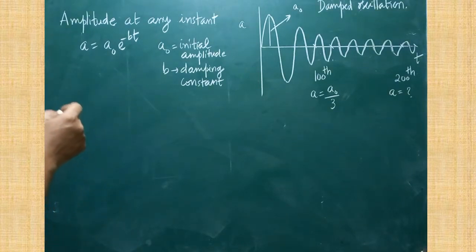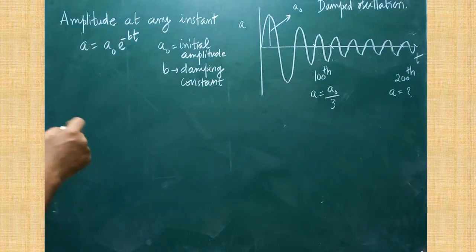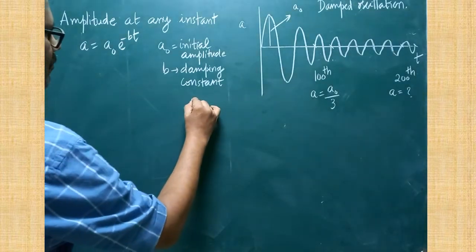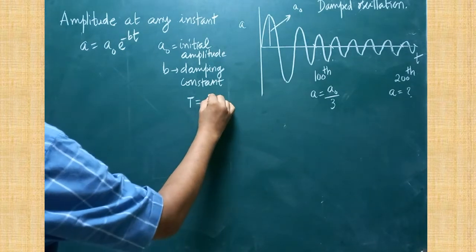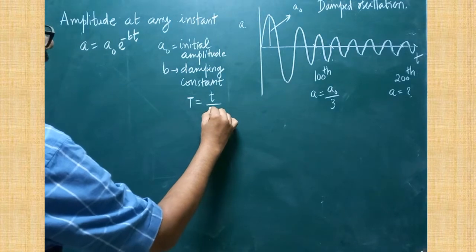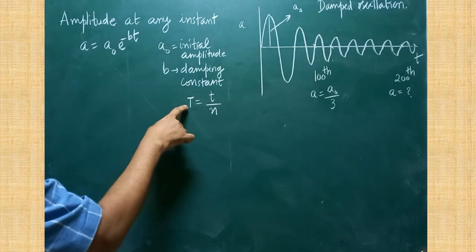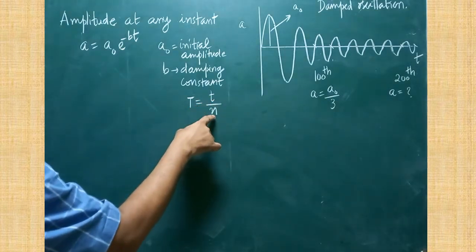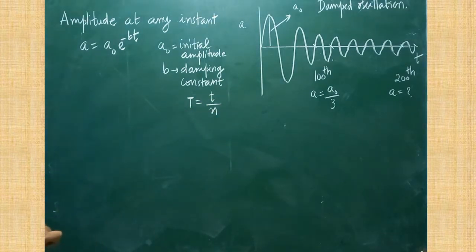Whenever a harmonic oscillator oscillates, you can easily find out the time period. The general formula is: time period, capital T, is equal to total time taken divided by number of oscillations. Are you clear? Capital T is nothing but the time period. Total time taken to complete n number of oscillations. By using this, you are able to calculate T.